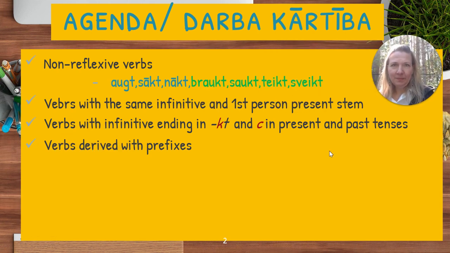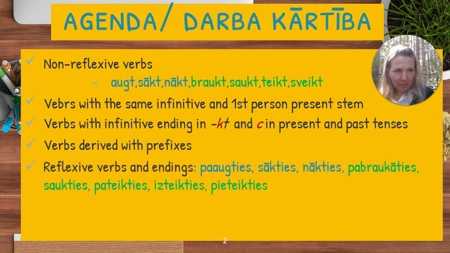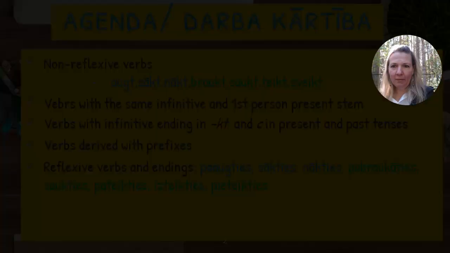And then also reflexive forms, or most common reflexive forms of these verbs. So paaugties, sākties, nākties, pabraukāties, saukties, pateikties, izteikties, pieteikties are the reflexive verbs. These verbs, except sākties, maybe saukties and pieteikties. Only these three verbs could be for the level A1 and A2. Rest of the verbs are already for higher levels.